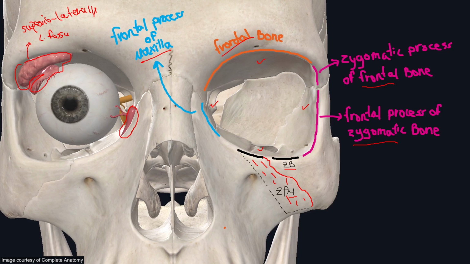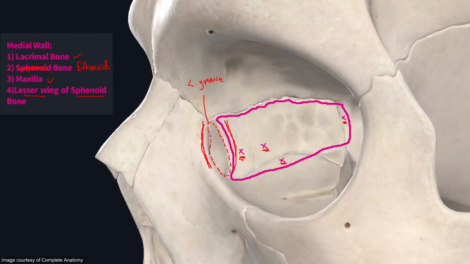Please don't mix up between the lacrimal fossa and the lacrimal groove. The groove is found medially and on the medial wall. The groove hosts the lacrimal sac, and the fossa hosts the gland. And this is the first structure I want to talk about.